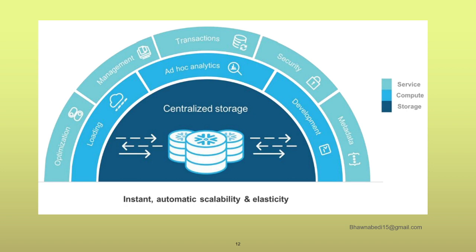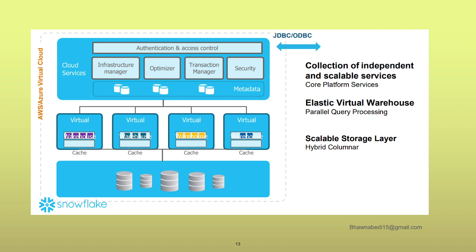When you talk about the architecture, it comes with 3 layers. I already told you it has a storage layer, which stores the data in a centralized location. Then you have a compute layer, which is used for development, loading, and querying. And then it has a service layer, which is nothing but the services offered by Snowflake. So 3 layers come along with that: storage, compute, and service.